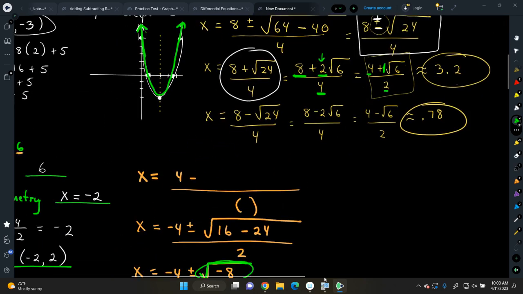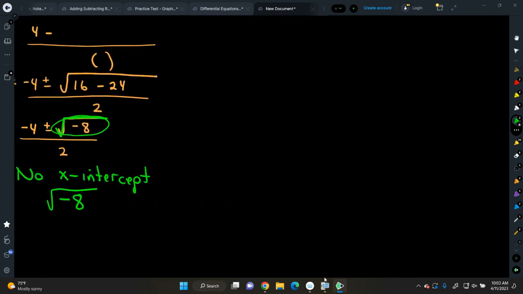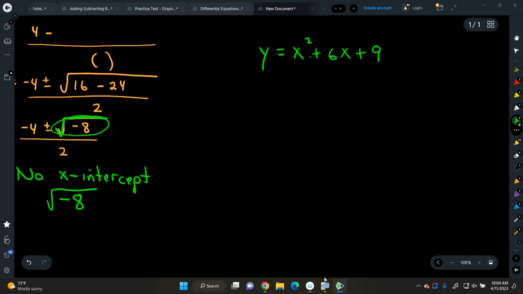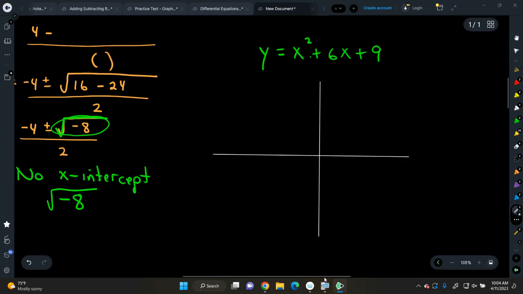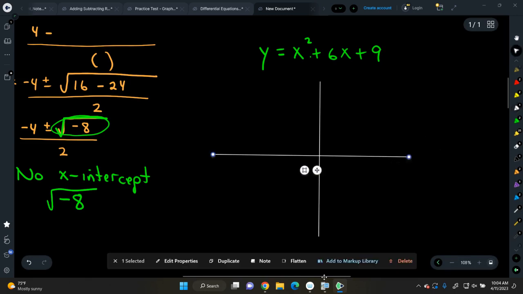Okay, want to try one by yourself? Oh, by the way, what would the graph look like if there was only one solution? Let's actually do one of those. Let me see. Y equals, let me think of one. X squared plus 6x plus 9. Okay. So let's see if we can graph this and find our x-intercepts. Let's do the whole big thing, right? So let's graph it. What's the y-intercept? 9. Okay.